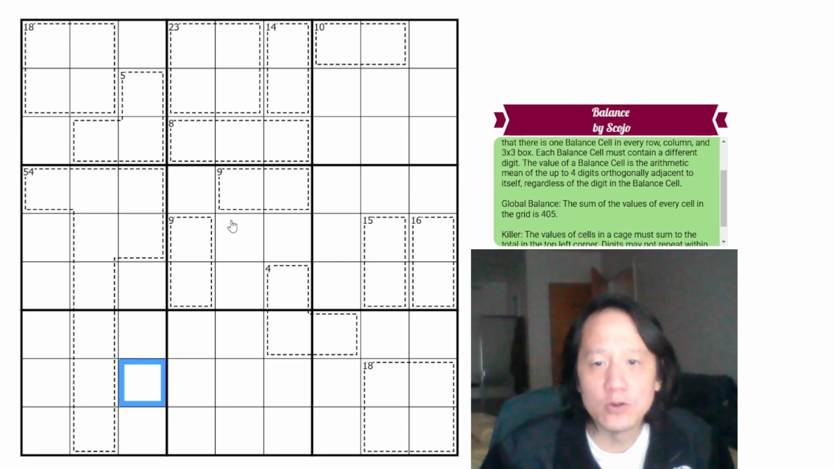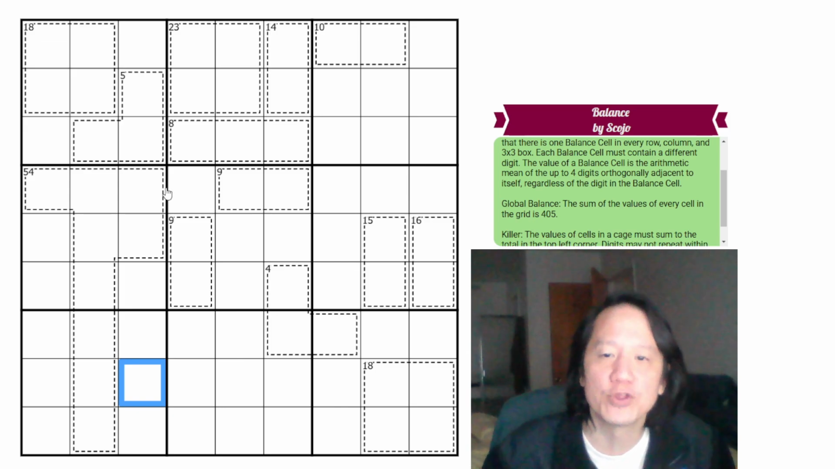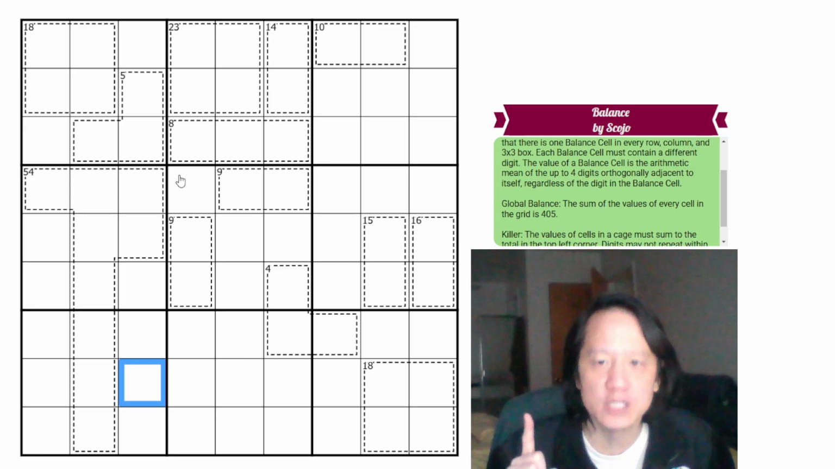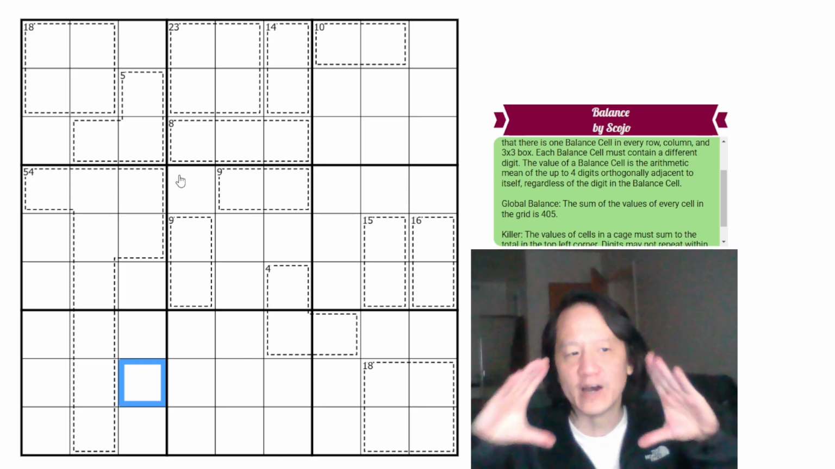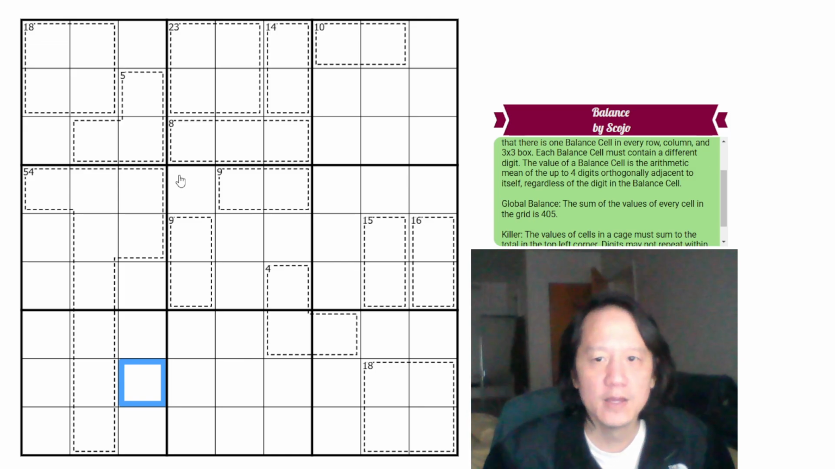The value of a balance cell is the arithmetic mean of the up to 4 digits orthogonally adjacent to itself, regardless of the digit in the balance cell. Okay, cool. So what does that mean? Arithmetic mean basically means that you just sum up the values that are in the orthogonally adjacent cells, and then you divide by the number of cells there are.